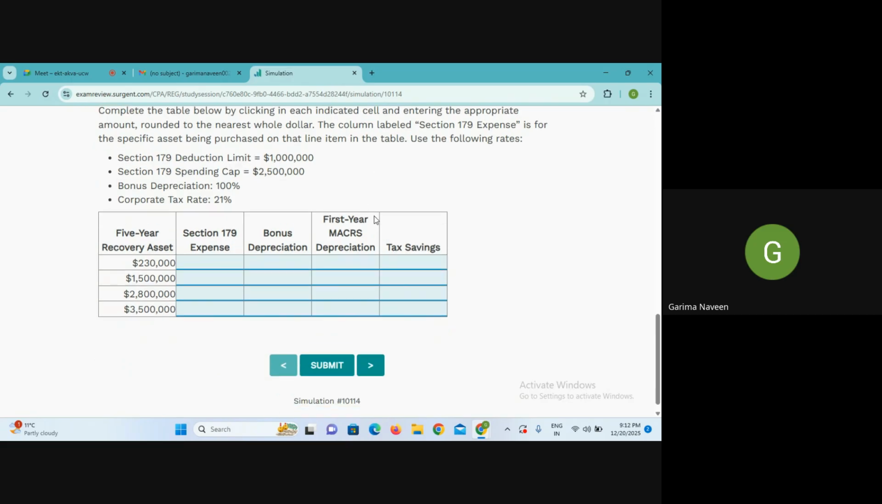देन बोनस डेप्रिसिएशन आपका 100% दे रखा है. एक्चुअल में वैसे 100 तो नहीं होता आपका 60 या 40 के अराउंड होता है. आई थिंक 25 में 40 के अराउंड होगा. और कॉर्पोरेट टैक्स रेट 21% दे रखा है. मेकर्स के लिए आपको क्या करना है, ये 5 ईयर की प्रॉपर्टी दे रखी है तो उसके रिगार्डिंग आप टेबल्स में से कैलकुलेट करोगे. क्लियर?